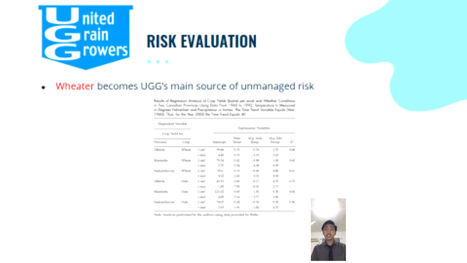The positive and statistically significant coefficient on the time trend variable indicates that Alberta wheat yields have increased over time. Wheat yields in Alberta are negatively related to the average June temperature. Finally, the positive coefficient on the average July precipitation variable indicates that crop yields increase on average with rainfall in July. In general, crop yields for wheat and oats have increased over time, are negatively related to average June temperature, and positively related to average July precipitation.